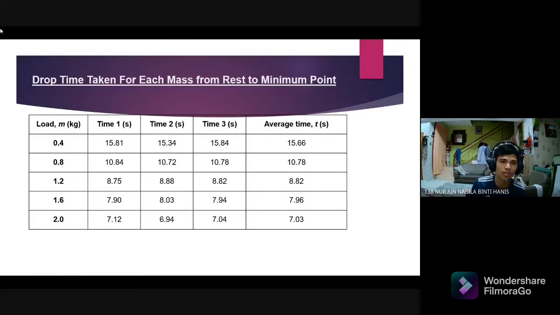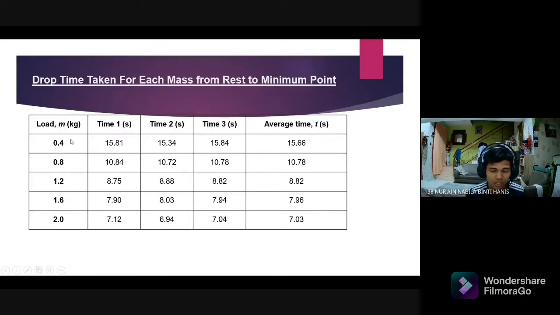Okay, the drop time taken for each mass from rest to the minimum point. For the load of 0.4 kilogram, we get the time of 15.81 for the first time, the second time is 15.34, and the third is 15.84. The average we get is 15.66 seconds.